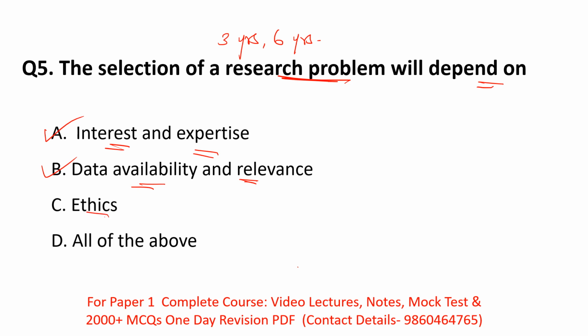Then option C, ethics. Yes, your research problem should depend on ethics, meaning your research problem should be ethical, not anything. Ethical means the problem is such that you can do your research and someone can read your research. So option C is also correct. All these three options are correct. That's why the correct option is option B, all the above.